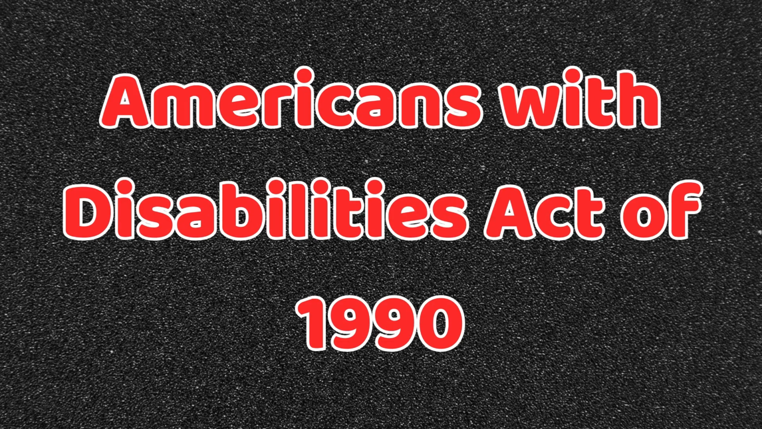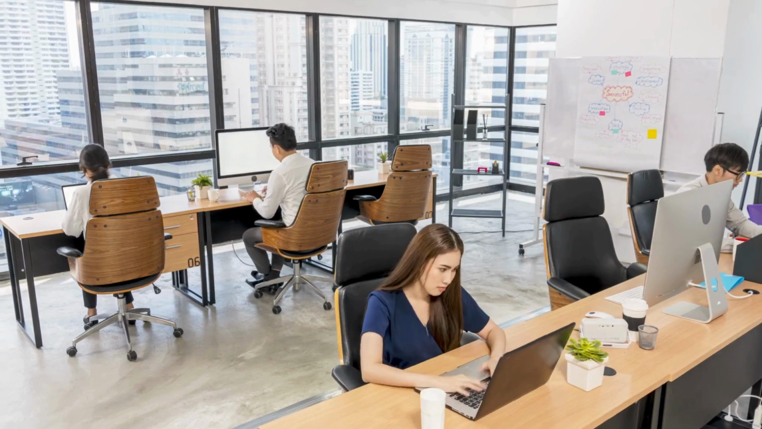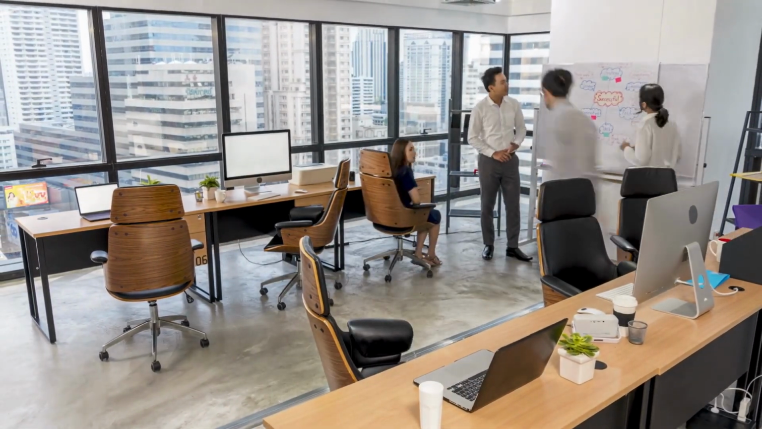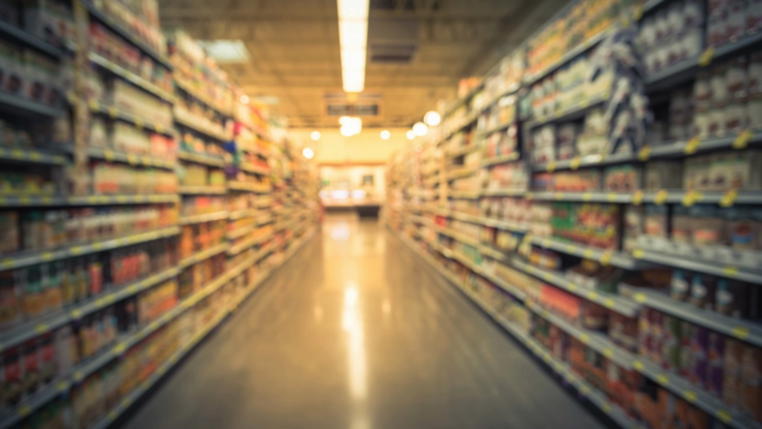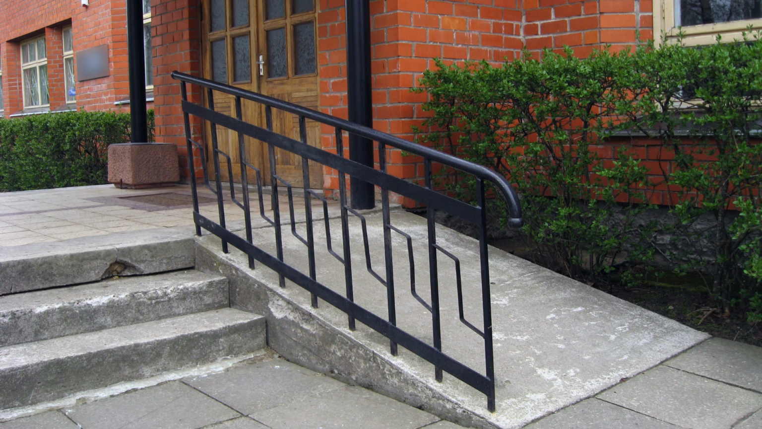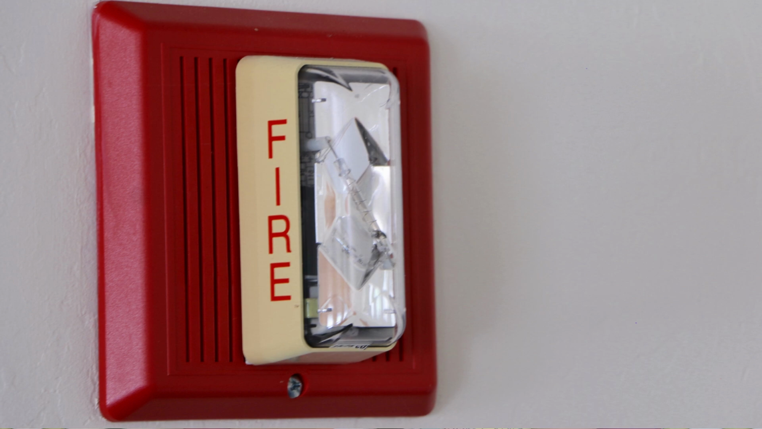The Americans with Disabilities Act of 1990. This applies to facilities with at least 15 employees. It required the facility to put specific accommodations into place in the event that an employee or a customer or whoever it may be has a disability and needs that accommodation. Examples include wide aisles and doors, ramps, lower shelves and phones, and flashing alarm lights. When job descriptions are created, they must specify any tasks that are essential in the event that this would end up excluding someone with a disability.